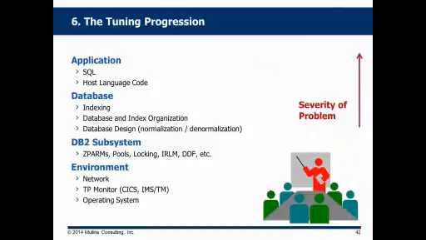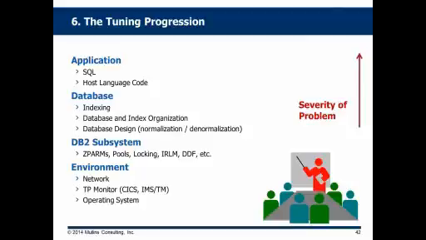Another way of looking at this chart is severity of problem, and that's bottom to top. If you've got an issue in the environment, maybe an operating system issue or a CICS issue, chances are it's impacting multiple subsystems, multiple databases, multiple applications. So it's more of a severe problem. And as you work your way up the list, the same thing. A subsystem problem can impact multiple databases, multiple applications.